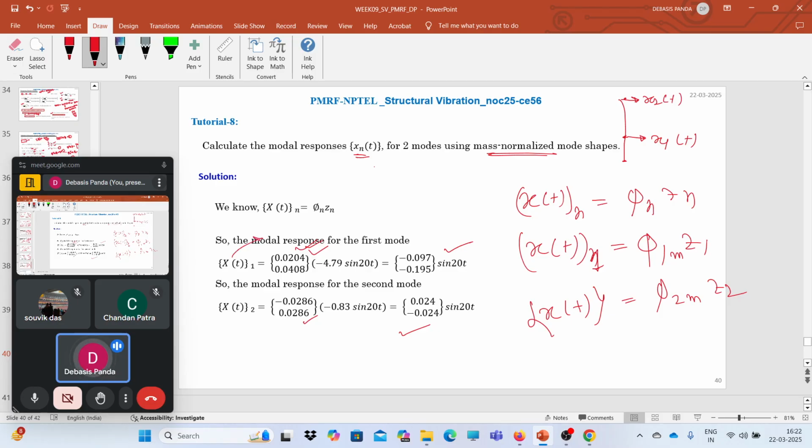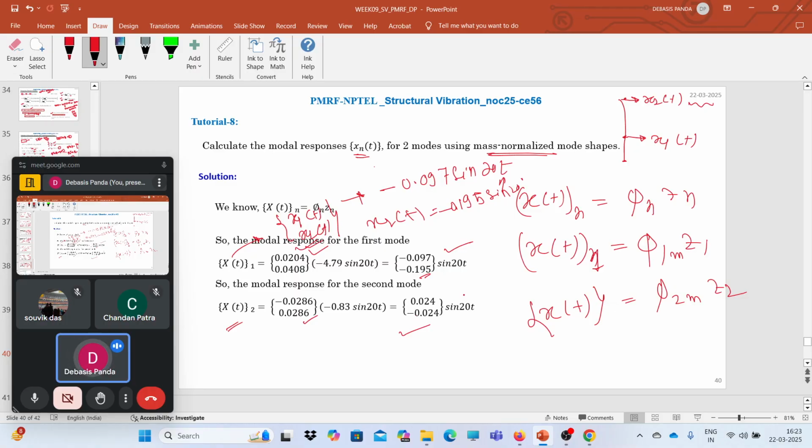So for the first mode, we will have x1 of t and x2 of t. x1 of t will be minus 0.097 sine 20t. At each time point, you will have this response. And x2 of t for the first mode will be minus 0.195 sine 20t. And for the second mode, you will get this for the two.